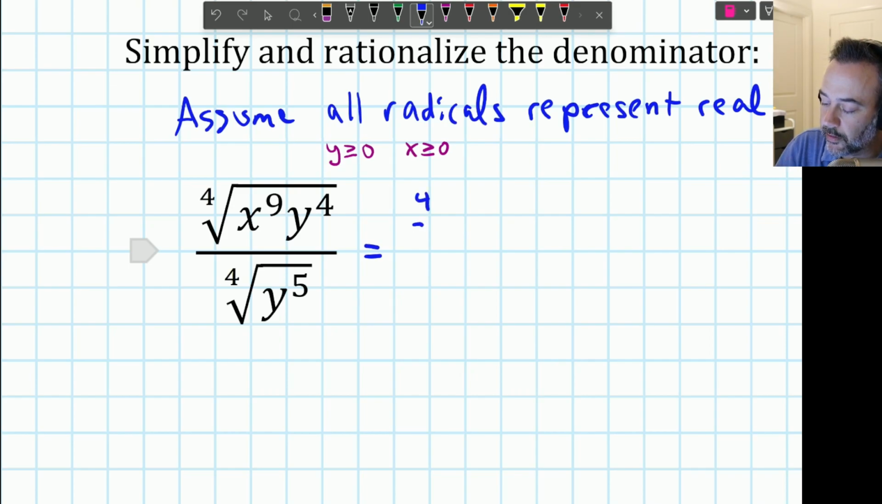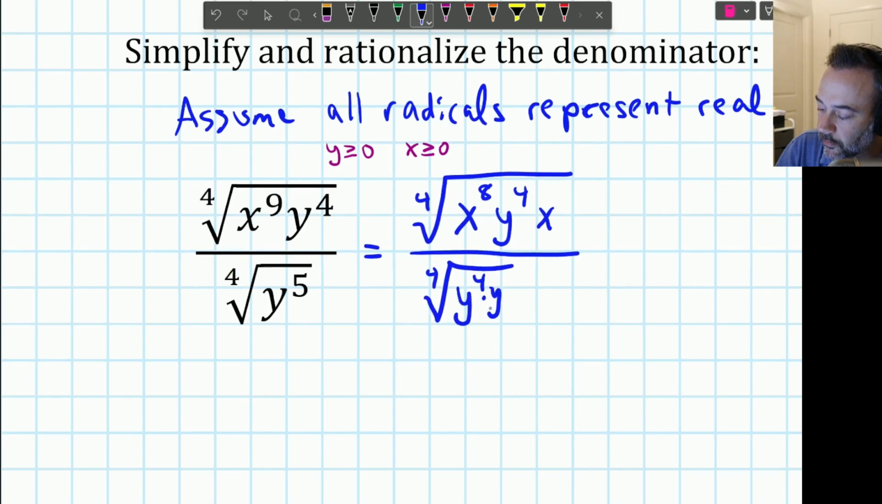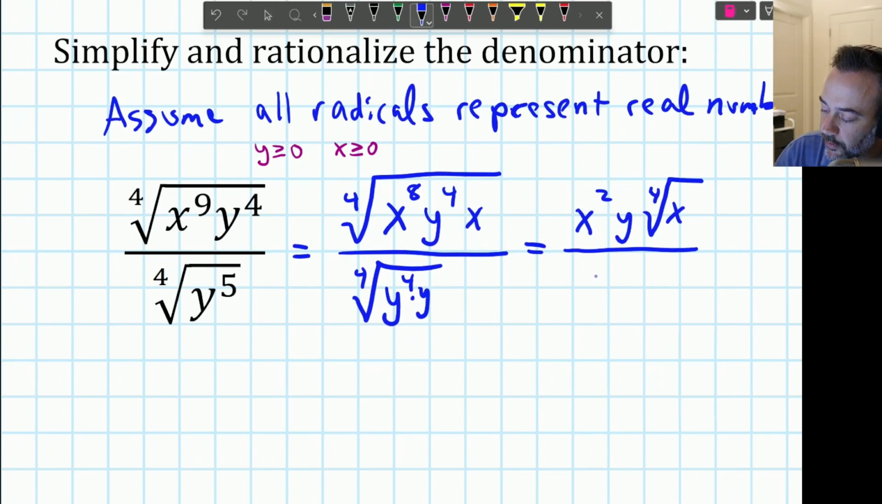So this is 4th root of x to the 8th, y to the 4th times an x. So I rearranged things and I pulled off one factor of x here. I want the powers that come out to be multiples of 4. In the denominator, I have a 4th root of y to the 4th times another y. So we get x squared y times the 4th root of x. And in the denominator, 4th root of y to the 4th is y.